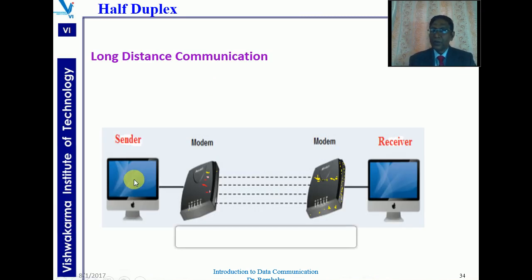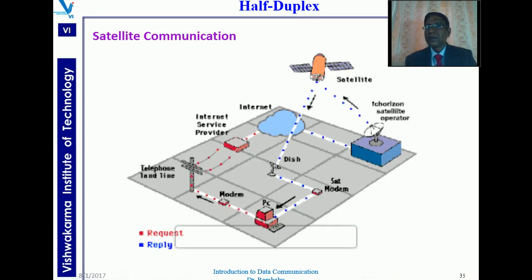Long distance communication can also be half-duplex. With modems, you can see here the sender: this modem is transmitting and this modem is receiving. And similarly, when this receiver transmits, there is no communication from this machine. Another example of half-duplex communication is request and reply systems, or request and response systems.